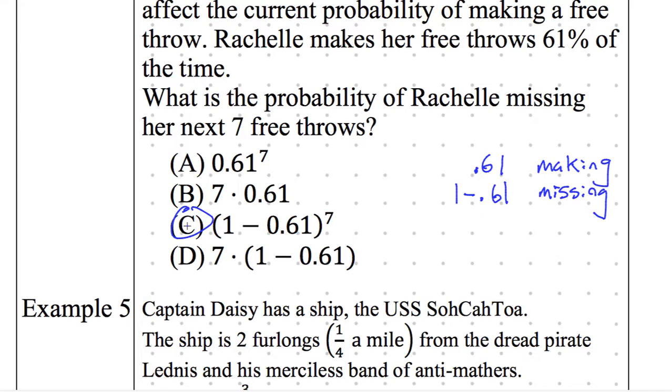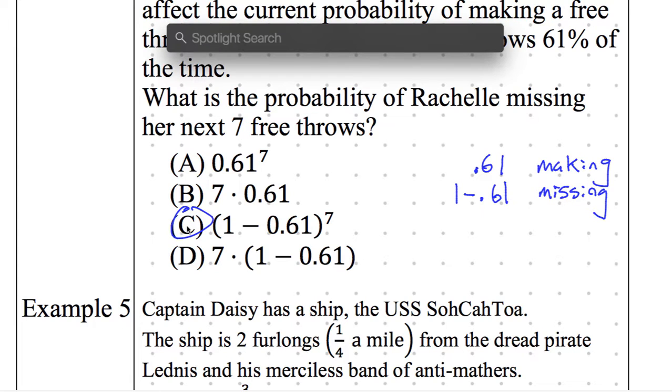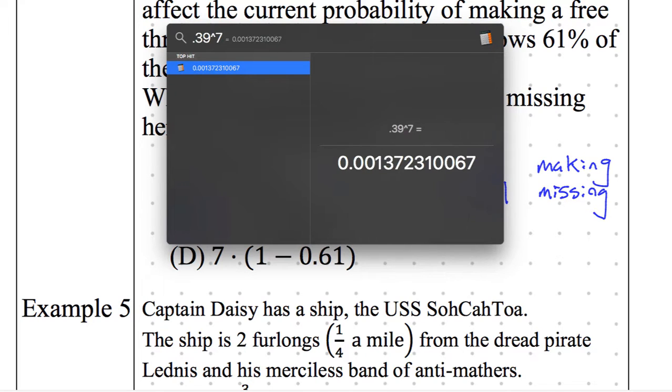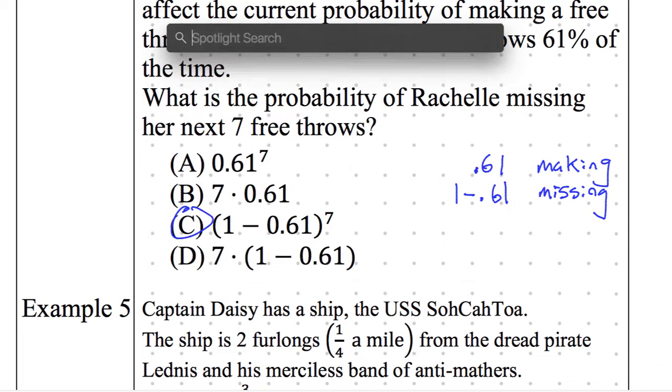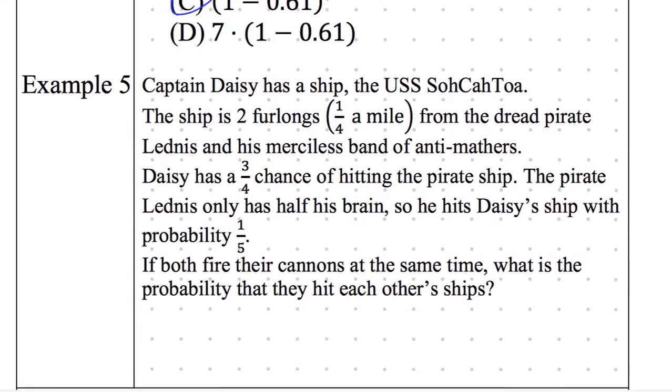What does that equal? Let's check. Okay, so what's 1 minus 0.61? You can do that in your head. 0.39. 0.39 to the power of 7. Should we turn it into a percent? Times 100. So you have a 0.1% chance. Okay, thank God. You won't do that.